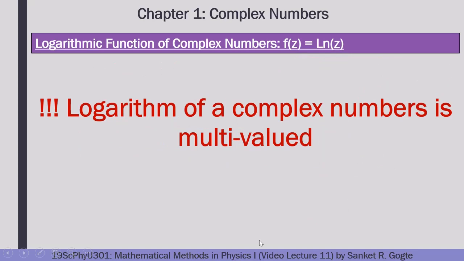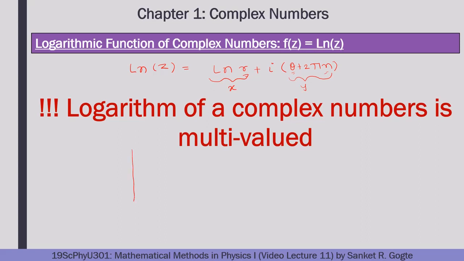This is important. When we find out log of a complex number, first thing is that we should write that complex number in exponential form. And log of z then turns out to be equal to log r plus i into theta plus 2 pi n. Here, r is the modulus of that complex number. Theta is its argument. And n assumes the integer values. Now this log r is the real part of log of that complex number, and theta plus 2 pi n is the imaginary part. And since n can have infinitely many values, the imaginary part of log of a complex number can also have infinitely many values.